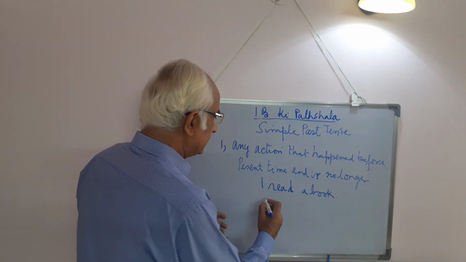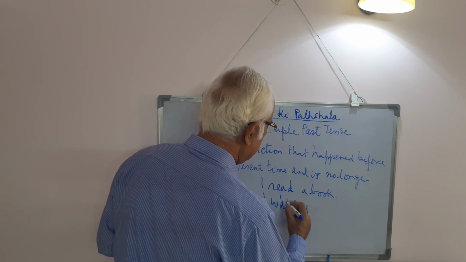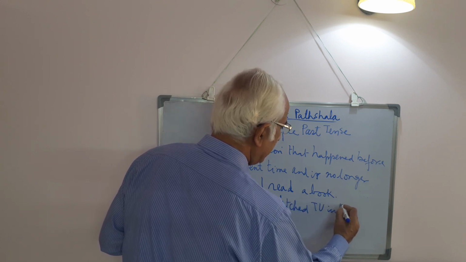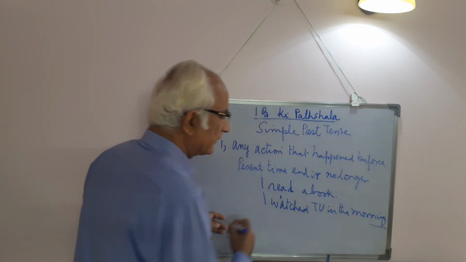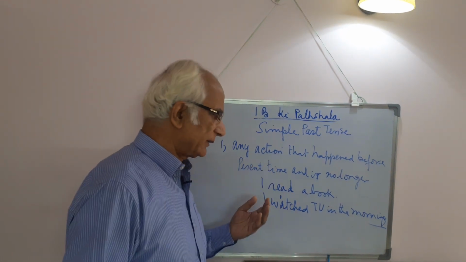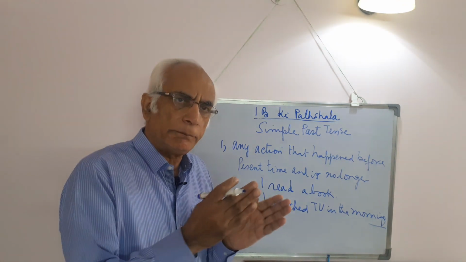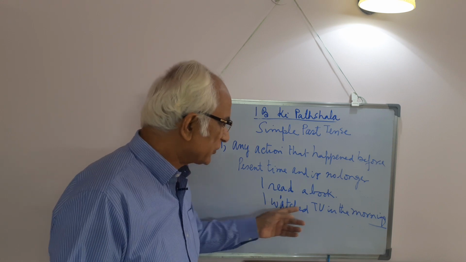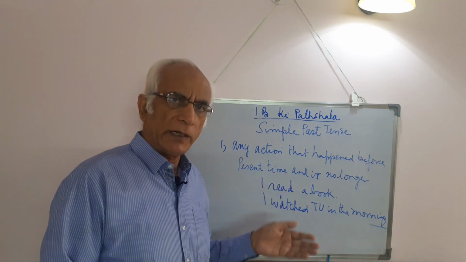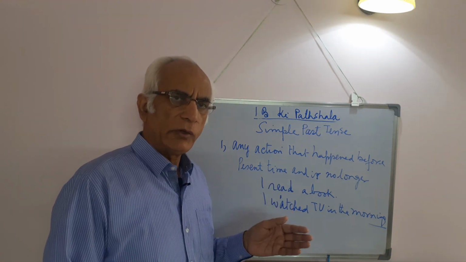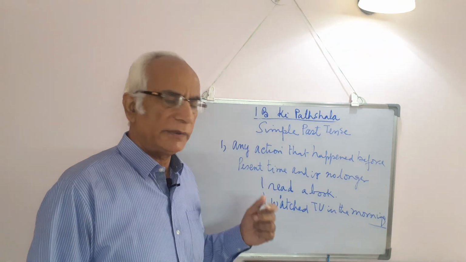Or I can say, I watched TV in the morning. So I am specifying the time when I watched the TV. So these things happened in the past. They are not happening now. The action happened in the past and it is already complete. It is no longer happening. I am not watching TV now. I watched it in the morning. So anything that happened in the past, we always use the verb in simple past tense.